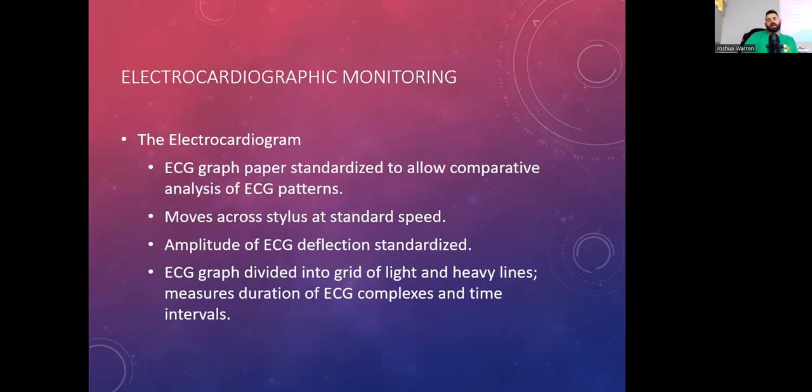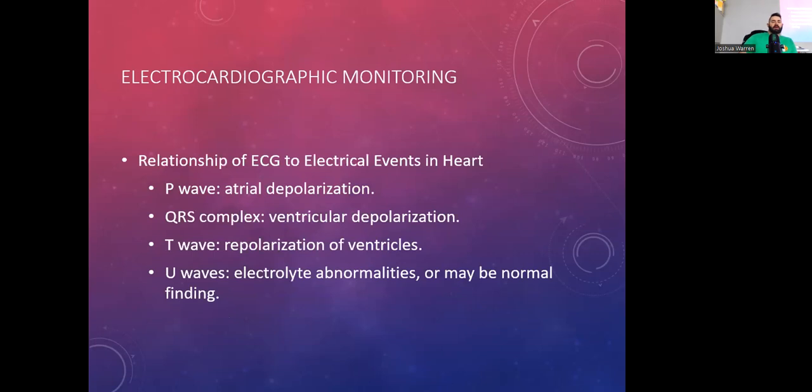So what do all these little waves mean? Let's talk about it. The P wave is atrial depolarization. What does that mean? It means the atria is getting electricity sent through it, causing it to contract, hopefully, because again, we're only looking at the electrical output of the heart.